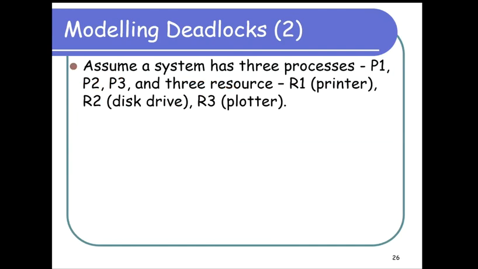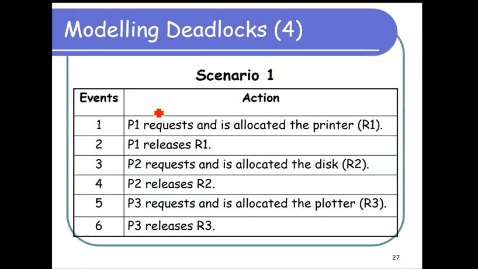So R1 is the printer, R2 is the plotter, with processes P1, P2, and P3 and three resources. Scenario 1: P1 requests the printer R1, and then P1 releases R1. Supposedly the process should be a circle, and this textbook uses circles. So R1 is the resource.